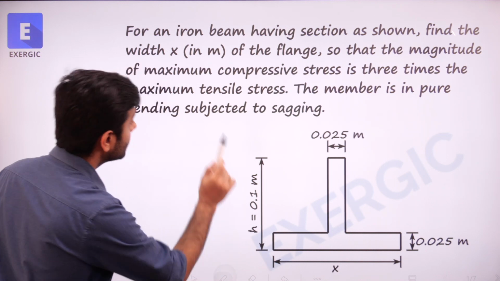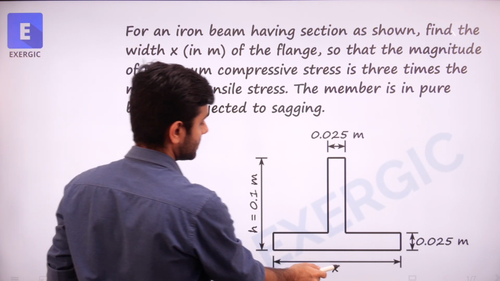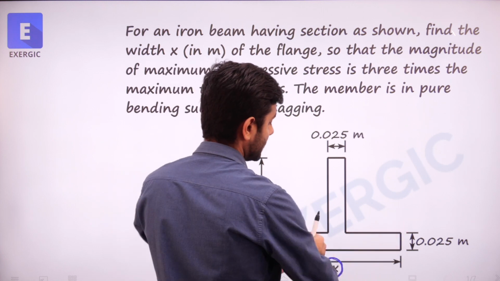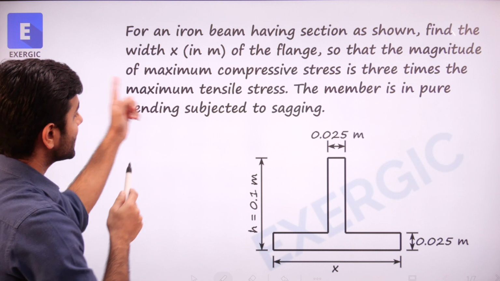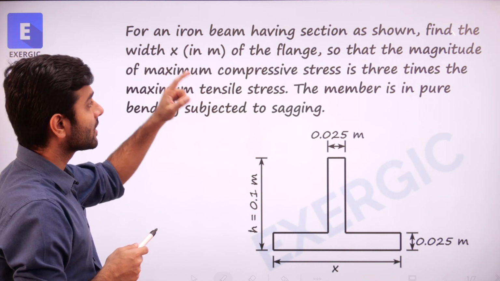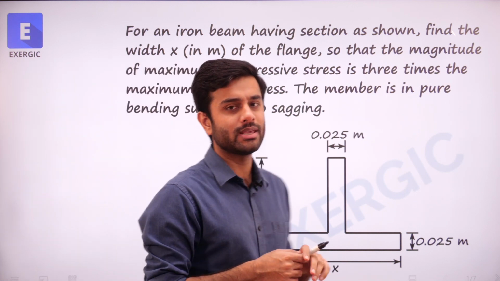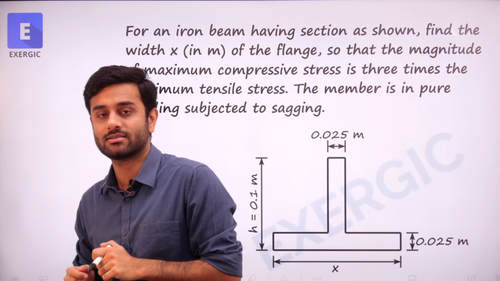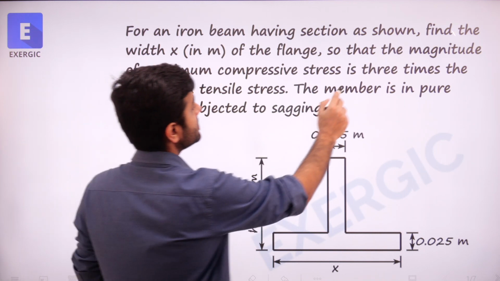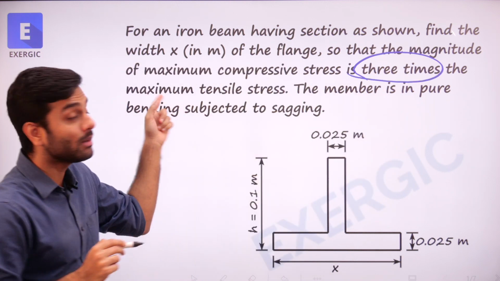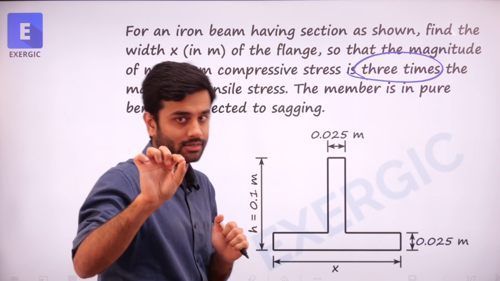So here what is happening? In this section you have to find width x. Where is x? This is x. This is the width x that you have to find, so that the magnitude of maximum compressive stress is 3 times the maximum tensile stress. So wherever in this beam you will have maximum compressive stress, that magnitude should be 3 times the maximum tensile stress. This is the condition that you have to meet.